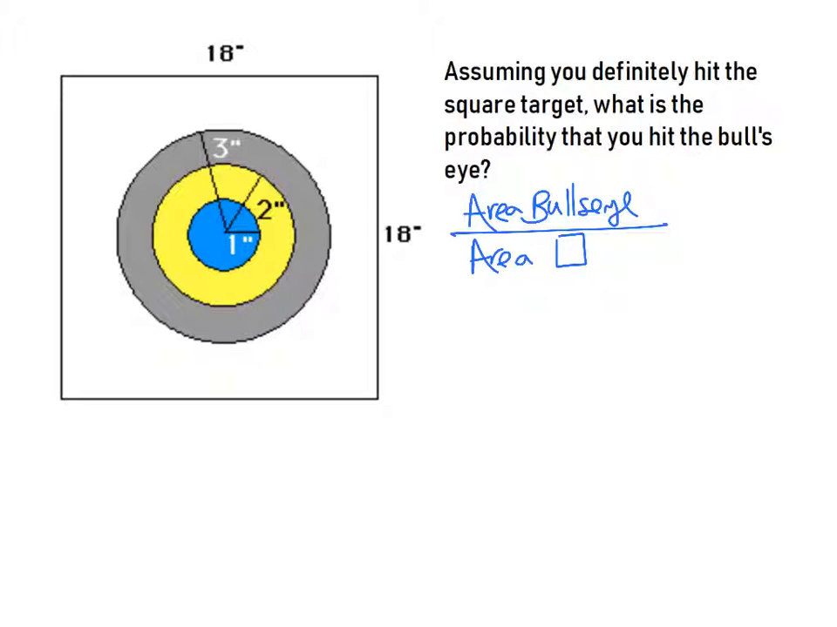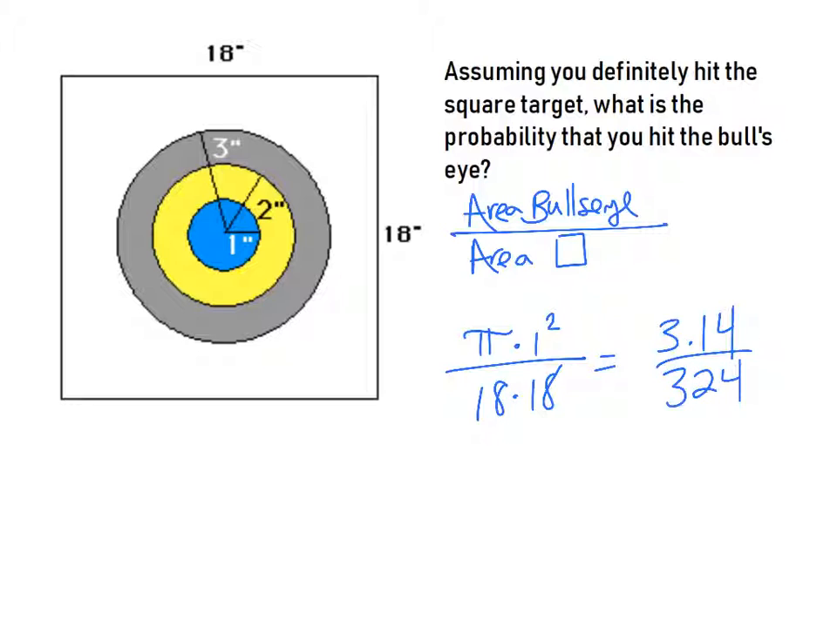Well, that's ultimately just, the bullseye is pi r squared. Pi times, and the radius is 1 squared, over the area of my square, which is 18 times 18. 3.14 over 18 times 18, I think that's 324. Okay, whatever. All right, and then go ahead and divide that out. So 3.14 divided by 324, and I have, ooh, very, very unlikely.